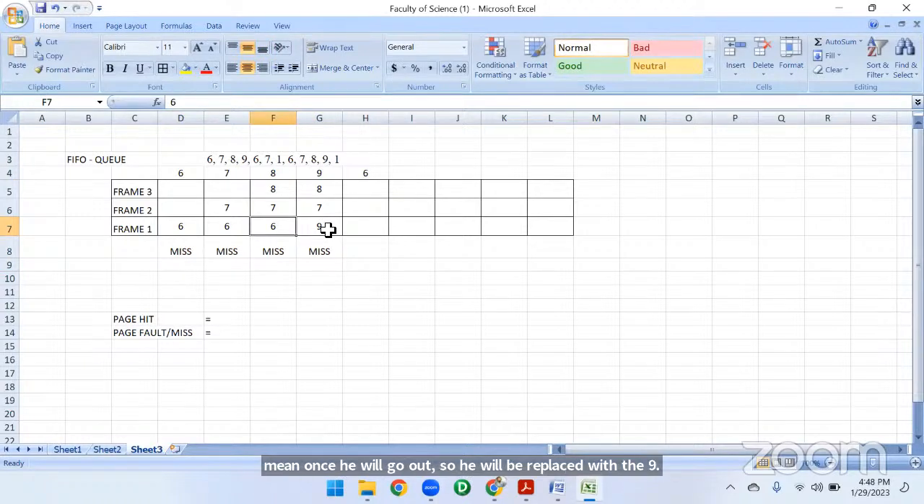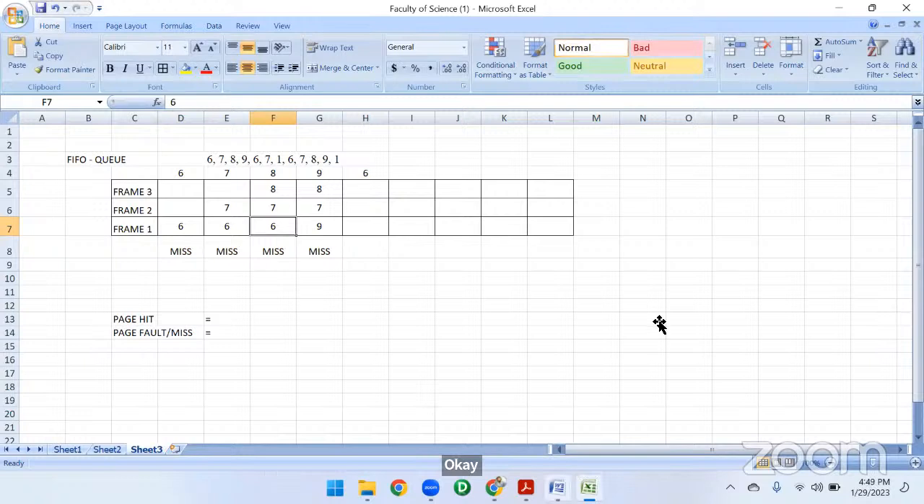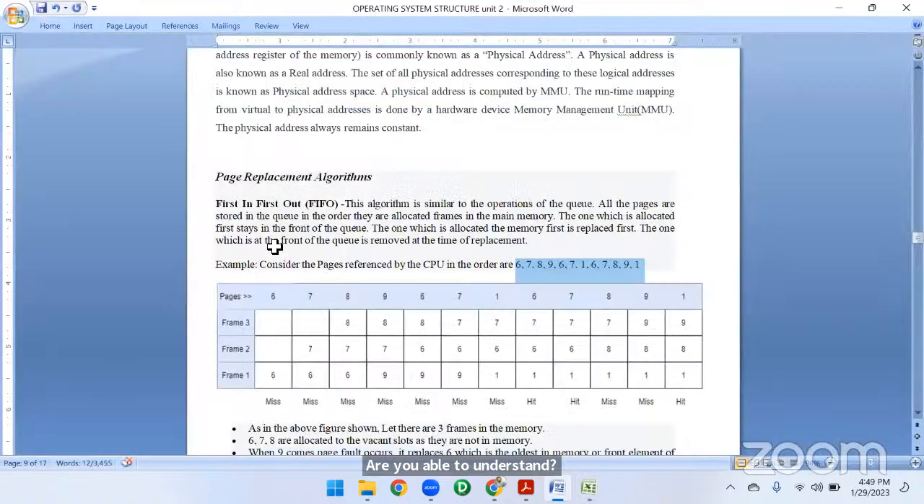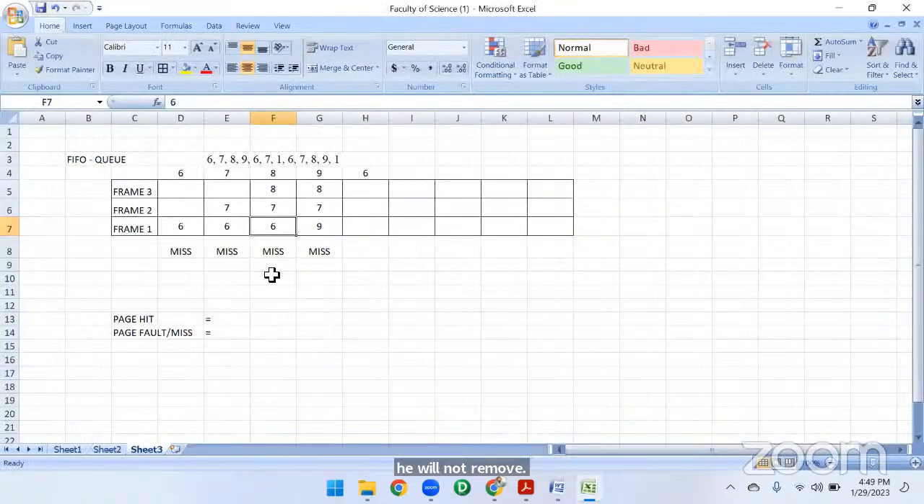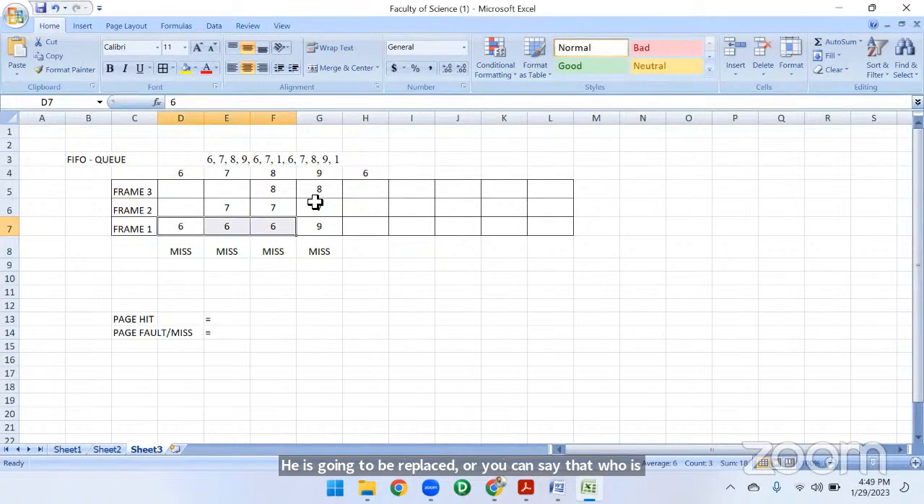Okay, are you able to understand? Okay, but actually in the next place he will not remain. We can use the rule that whoever is in the first frame is going to be replaced, or you can say whoever has been present in the frame for a long time. We can also call it like that. Whatever page has been present in the memory for a long time is going to be replaced, or the first person in the memory is going to be replaced.